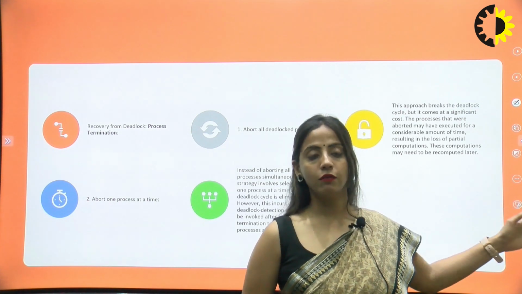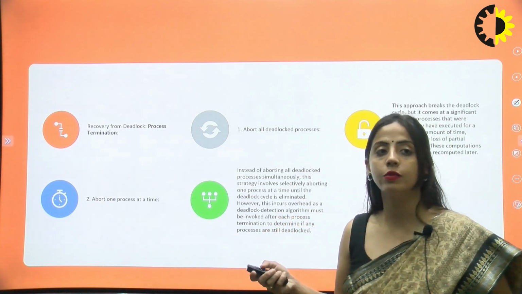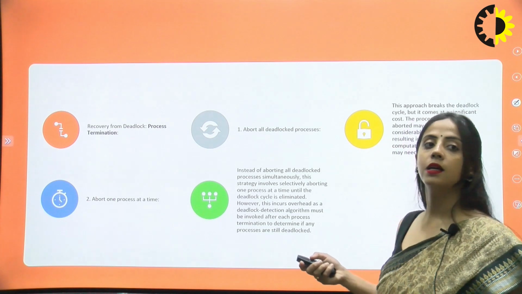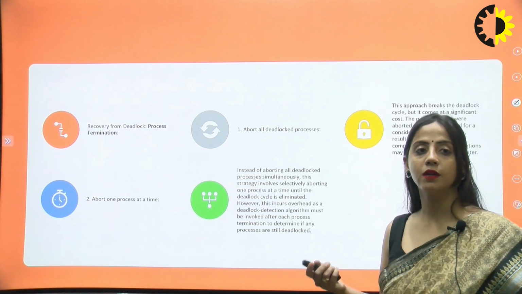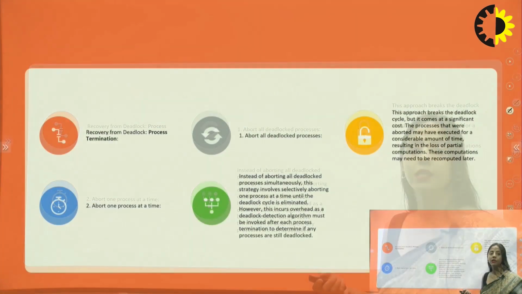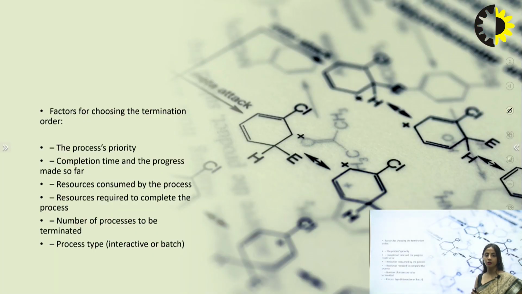Now, when you abort one process at a time, instead of aborting all deadlocked processes simultaneously, this strategy involves selectively aborting one process at a time until the deadlock cycle is eliminated. However, this incurs overhead, as a deadlock detection algorithm must be invoked after each process termination to determine if any processes are still deadlocked.